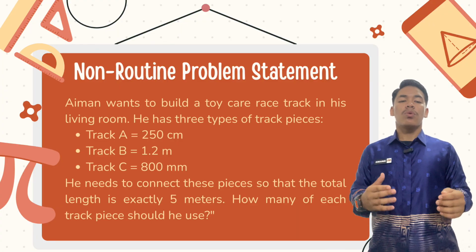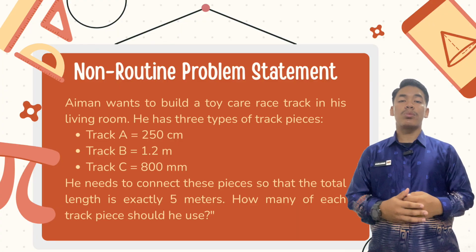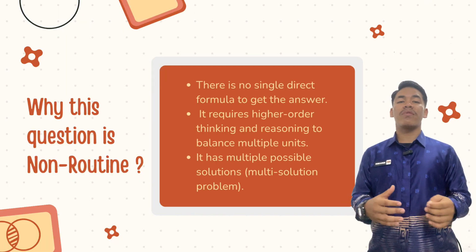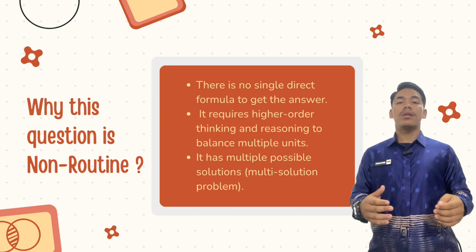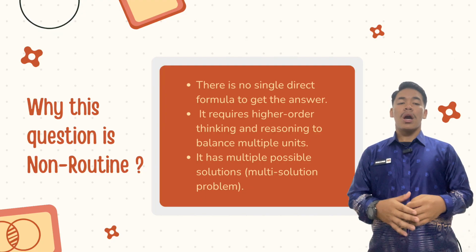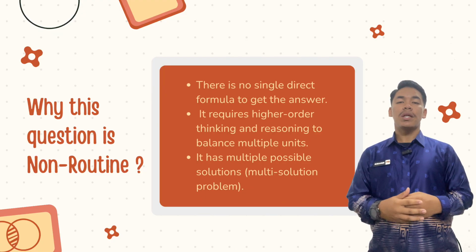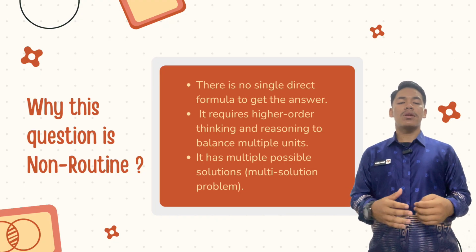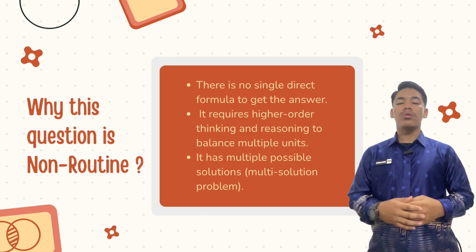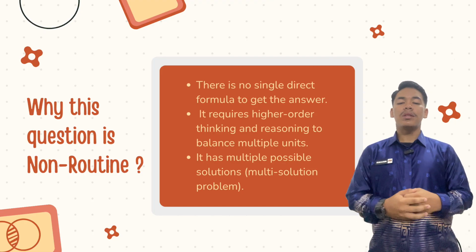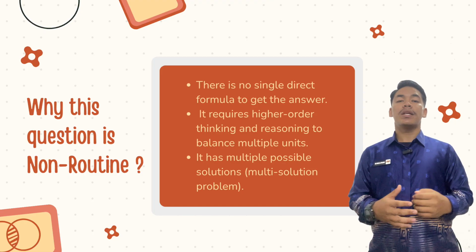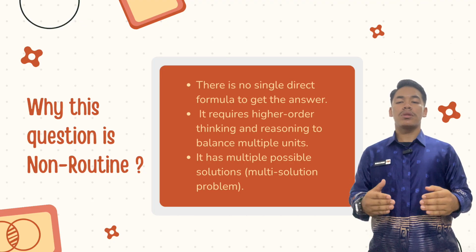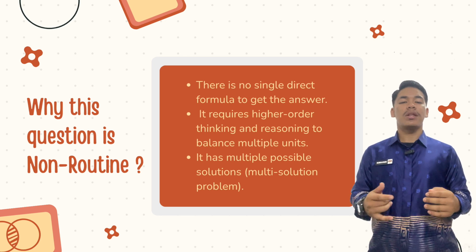You might ask, why is this considered a non-routine problem? In a routine problem, a student might simply be asked to convert 5 meters to centimeters. That is a direct one-step calculation. However, this problem is non-routine because first, there is no single formula. Students cannot just plug these numbers into a calculator to get an immediate answer. Second, it is an open-ended challenge. There isn't just one correct combination. Students can use different quantities of A, B, and C to reach the goal.